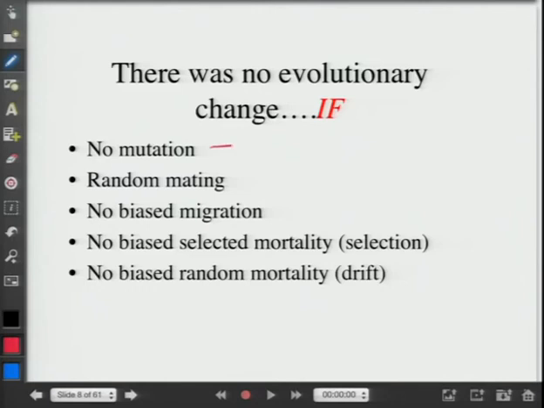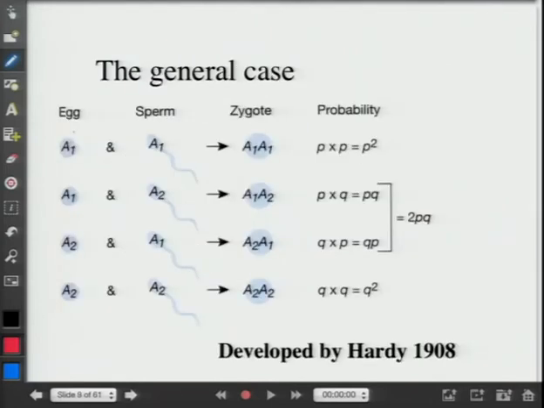So here are the conditions. No mutation. There's random mating with respect to genotype at that locus. No biased migration with respect to genotype at that locus. No selection with respect to genotype at that locus, in other words, the different genotypes have equal fitness. And no differential random mortality with respect to genotype, which is called genetic drift. We'll talk more about that on Monday, clarifying what genetic drift is. But if those things hold, then you have no evolutionary change. So that's a generation of mice with big A and little a alleles at the A locus.